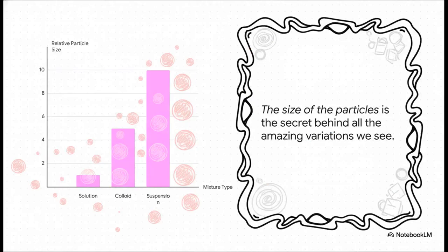This chart just lays it out perfectly. In a solution, the particles are basically the size of molecules, impossibly small. In a colloid, the particles are a little chunkier in that medium range. And by the time we get to a suspension, the particles are legitimately large and distinct. This one difference, small, medium, large, is the secret code to understanding all of them.